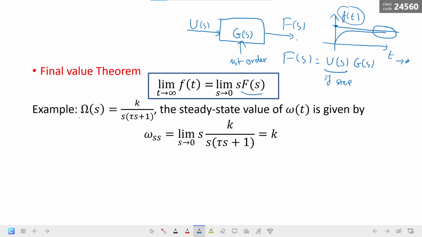This is just an example. Let's say we have angular velocity as a first order system, because if we look at the transfer function, it is first order, and this 1 over s comes from the step function u. Okay, you can consider it this way. Then the steady state value of angular velocity omega of t is given by this. So s times the transfer function of omega, and take the limit as s tends to 0, then you get just k.